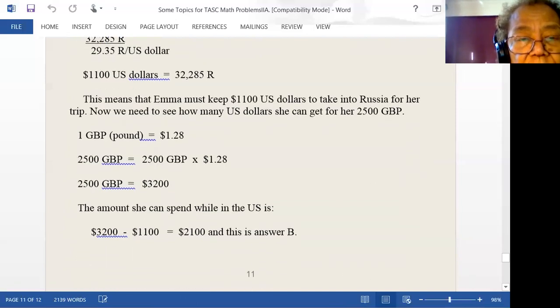So we can find how much she can spend. We know how much she's starting with, 3,200. We know how much she would like to take to Russia in dollars. That's 1,100. And the difference in the subtraction is 2,100. That's the amount she can spend in the US, $2,100.